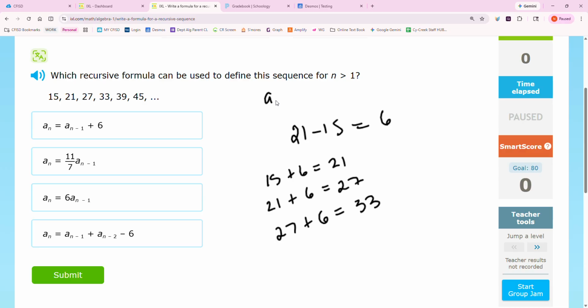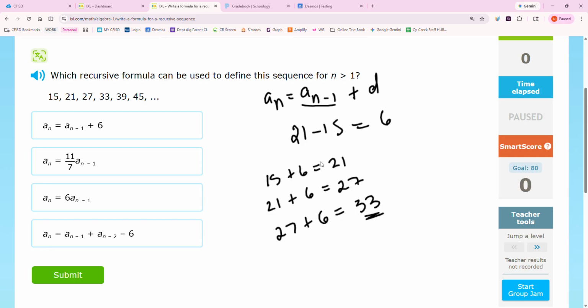The formal formula is that A and then n minus 1. This means the term prior. So that means like the 15, the 21, the 27. Those were the term prior for the term in that sequence that we're looking at, for the term that gave me 33. Okay. Then we're going to add our common difference.